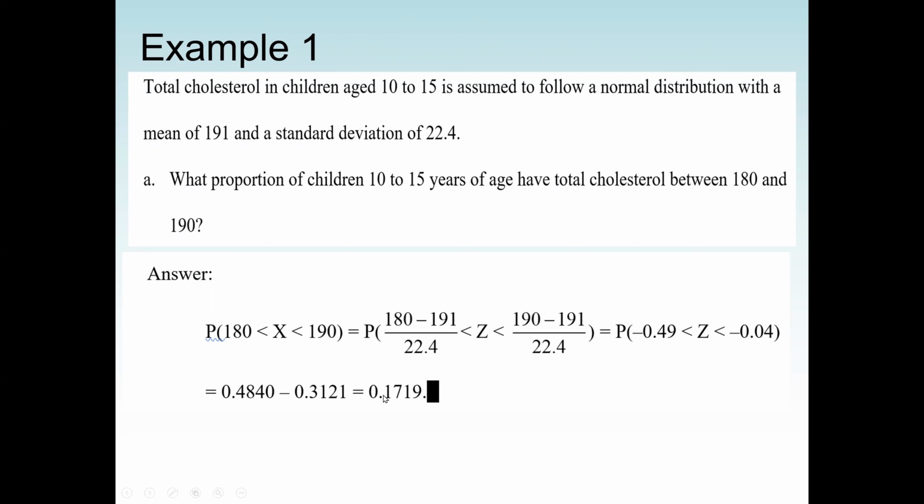So again, when we are looking for a p-value that falls between two random variables, we look for the two z-scores, then find the difference. Then we look for the probability in the standard normal table or the z table.